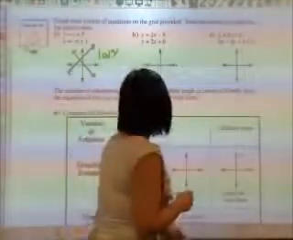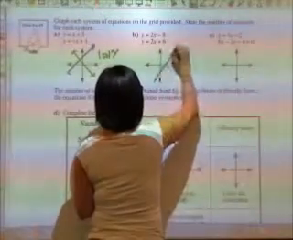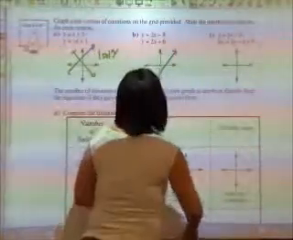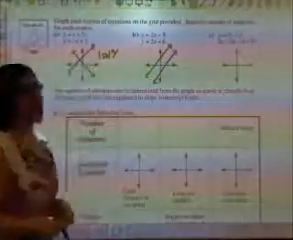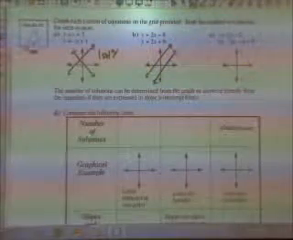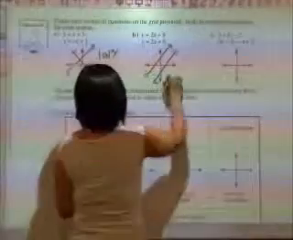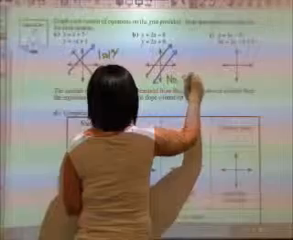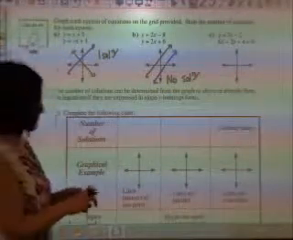Then if I look at the next one, I have 2x minus 8, which would be a graph that would look like this. And then 2x plus 6, which would be a graph that looked like that. These are parallel lines. The graphs do not intersect. So in this case here, there would be no solution because there's no intersection point.